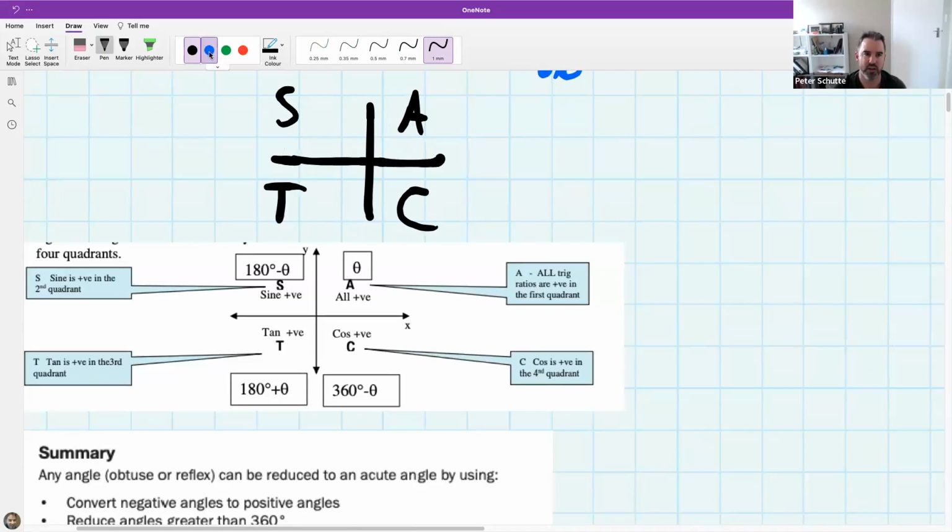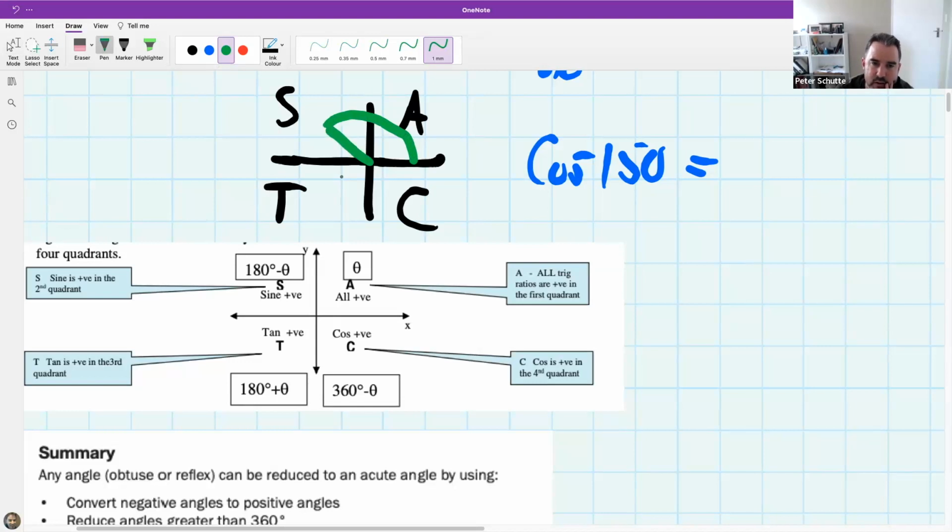So, for example, if I said to you, the cos of 150, is that positive or is that negative? Tell me in the chat. If you use the CAST diagram, is it positive or negative? So the cos of 150, well, 150 would be over here. And if we were forming a triangle, it would look like this. But the main thing is you're in the second quadrant, and so cos should be negative.